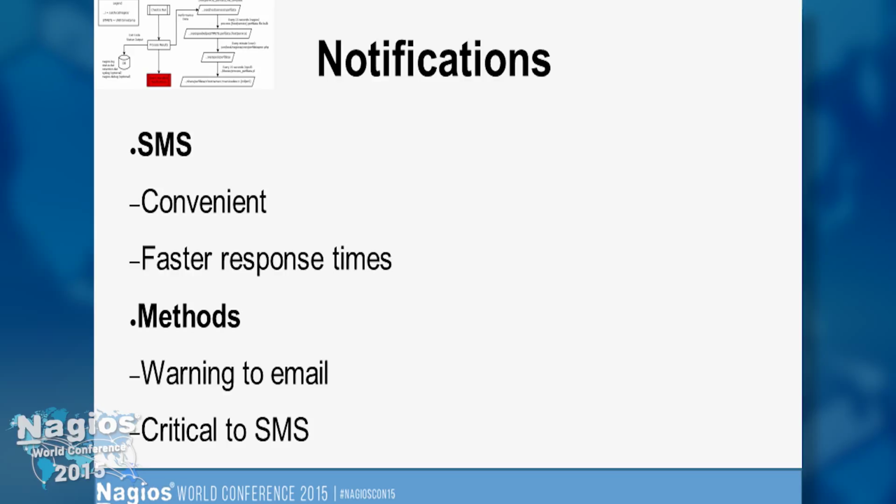And when I say methods, you can differentiate. I want all the warnings to go to email. I want all the criticals to go to SMS. You can do this in XI. It's probably possible on some level in core, but you'd have to write that logic yourself, right?